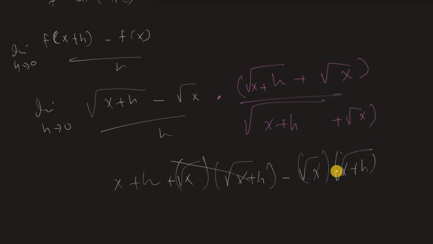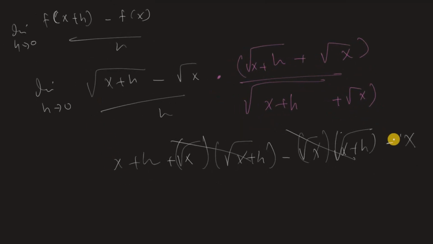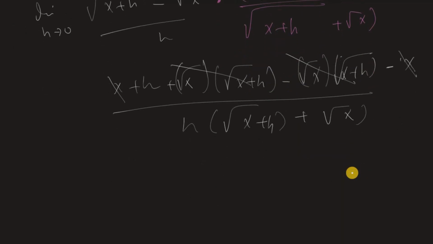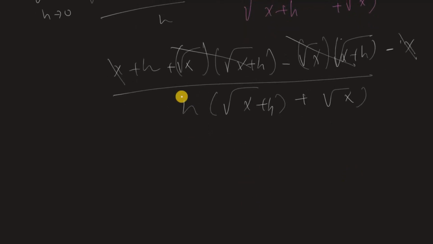Then we have a negative square root of x times the square root of x plus h. So you see the positive and the negative are the same thing, so they cancel each other out, and here we're left with negative x, because the square root and square cancel out. The x and the negative x cancel out, so you're only left with h at the top, and at the bottom you have the same thing. Oops, that was a plus. At the bottom you have this, but at the top you're only left with an h.